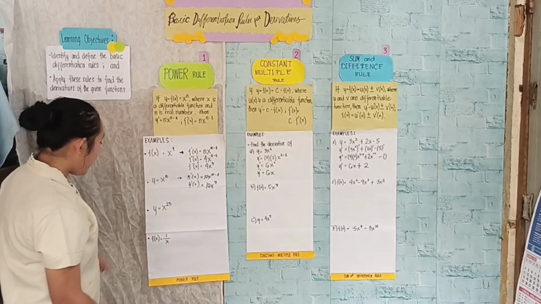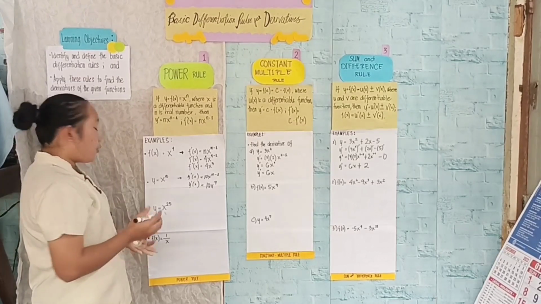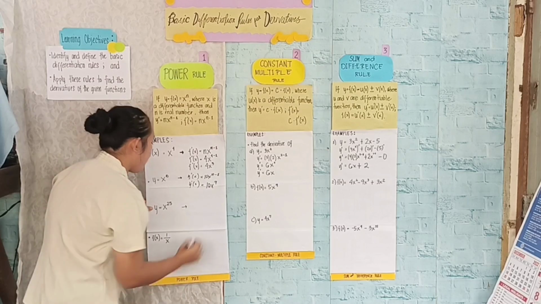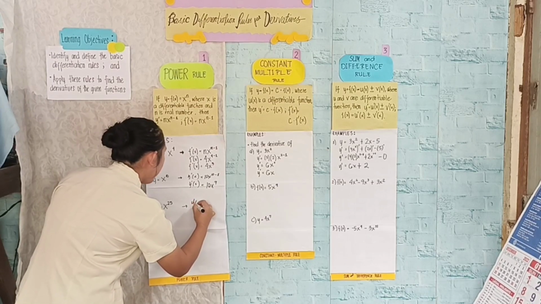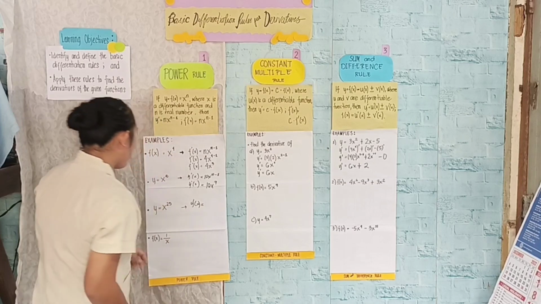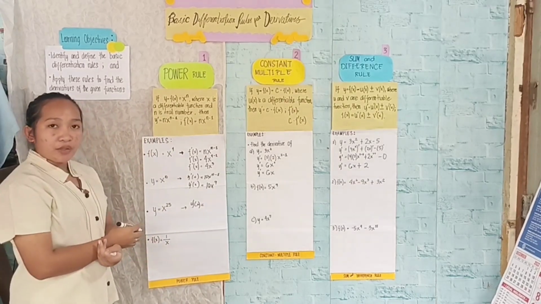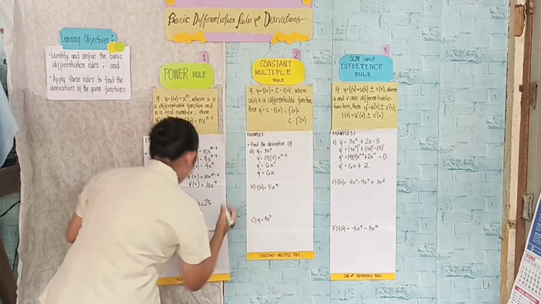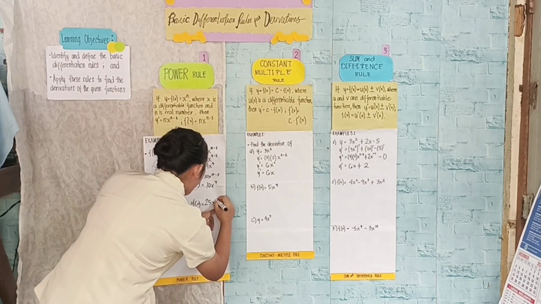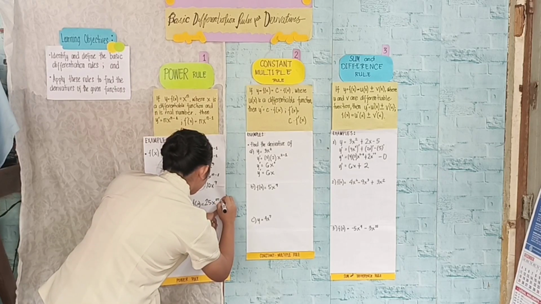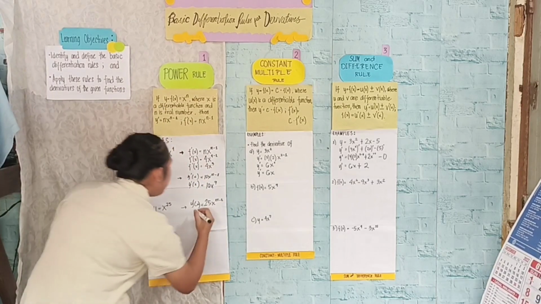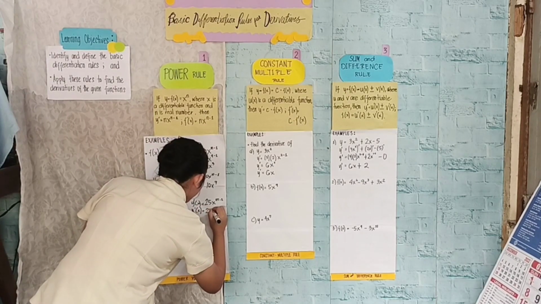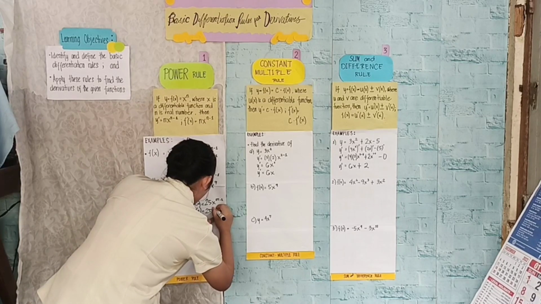The third example is y is equal to x raised to the power of 25. Let's just do the same process. y prime of x is equal to, what is our n value? Okay, good. That is 25. 25x raised to the power of 25 minus 1. Then y prime of x is equal to 25x raised to the power of 24.